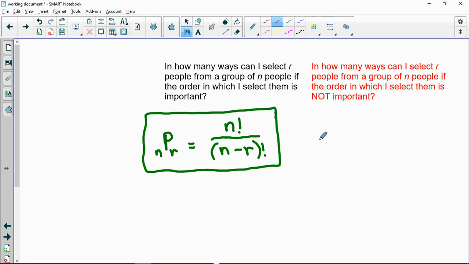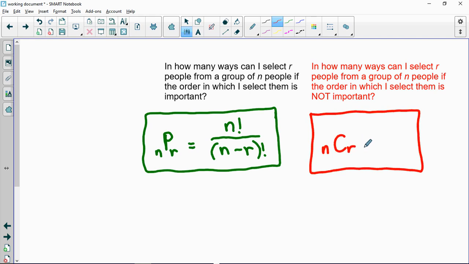So we now have a formula for what's called a combination, and the way this formula looks is as follows. nCr equals n factorial over n minus r factorial, over r factorial. That r factorial is dividing out the repeated versions in the permutation that we don't want to count in the combination.